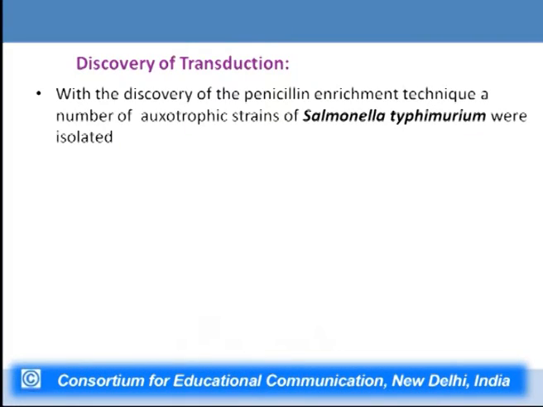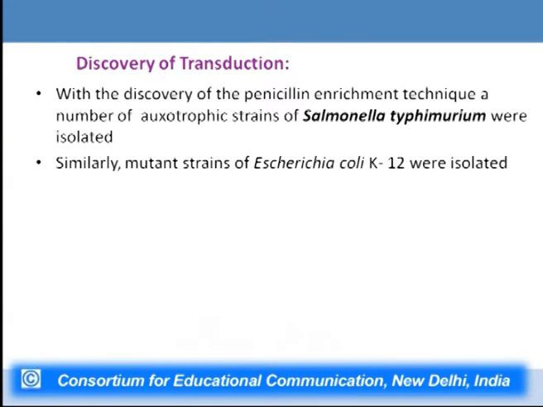Now, with the discovery of the penicillin enrichment technique, a number of auxotrophic strains of Salmonella typhimurium were isolated in the 1950s. Auxotrophic strains are those strains which are not able to synthesize some essential nutrients, and they require the presence of these nutrients in the minimal media. With the help of the penicillin enrichment technique, a number of auxotrophic strains could be isolated. Similarly, auxotrophic mutant strains of Escherichia coli K12 were isolated.